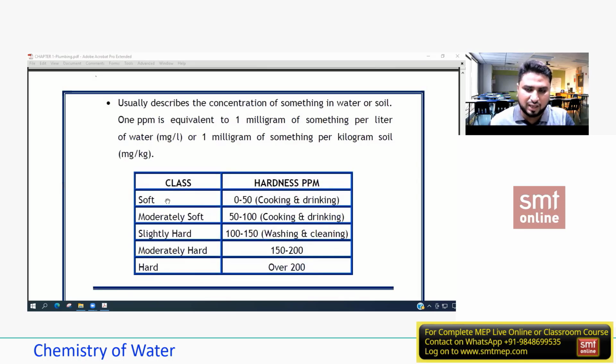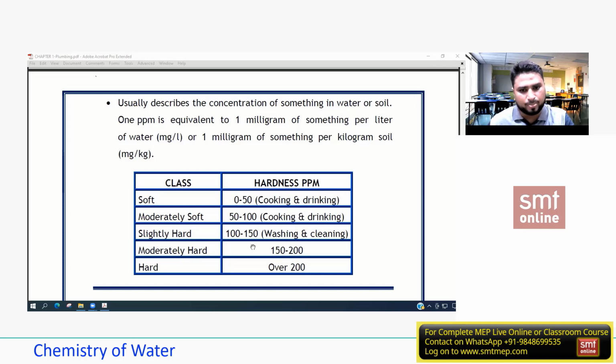Now if anyone takes water or a fluid and measures it, and you get a value within 0 to 50 ppm, you can say it is classified as soft water, and this water is recommended for cooking and drinking purposes. Moderately soft is in between 50 to 100, and this can also be used.